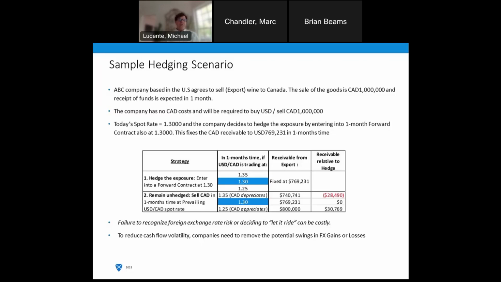Obviously, if they had locked in with a forward, they'd be flat and they'd earn whatever they earned on their $769,000 sale. And if the Canadian dollar had appreciated, if they had just done nothing and executed at the spot rate in 1 month, and the exchange rate was 1.25, they would have had a gain of $30,000. But again, what business are you in? Are you in the business of selling wine profitably to a Canadian company? Or are you in the business of speculating to the tune of $28,000 plus or minus on the exchange rate in Canada?